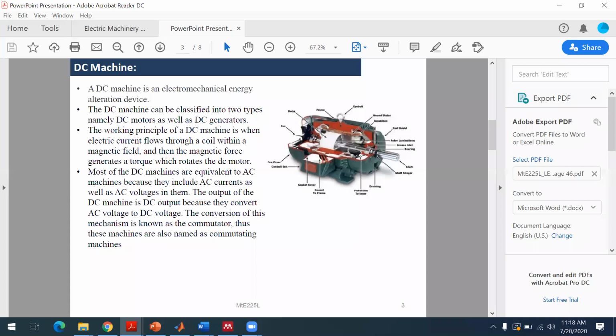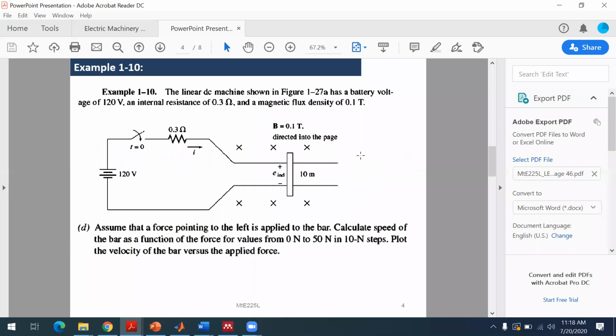The only difference is that it contains AC current as well as voltage, but the output is a DC output, because they convert the AC voltage to DC voltage. This process, or mechanism, is known as commutation, and for that reason they are also called commutating machines. So this is one example.